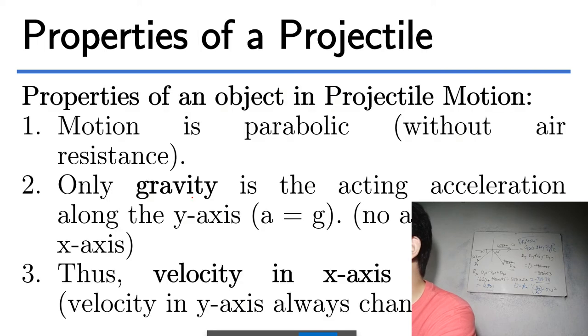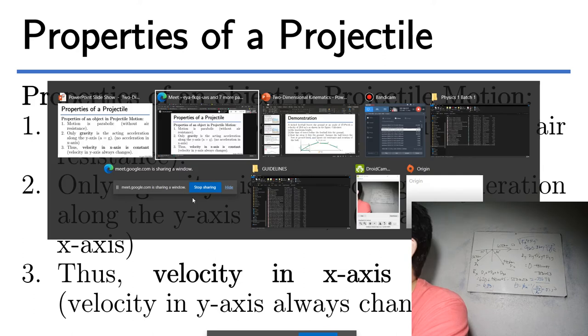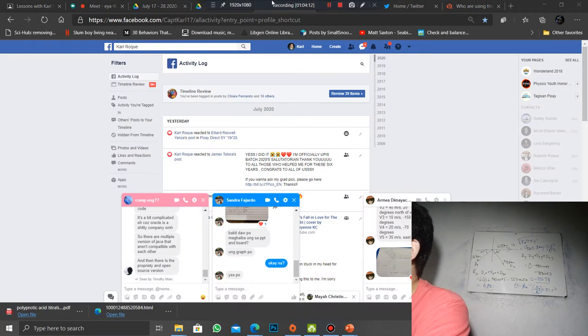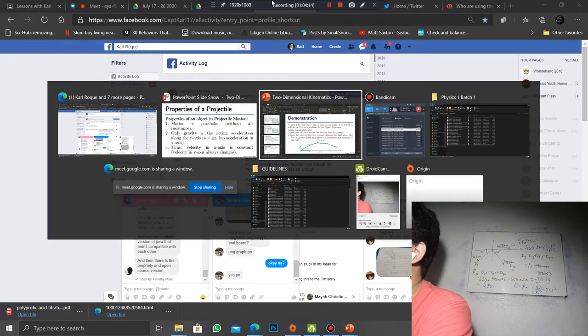Kasi, ito yung properties ng projectile. Motion is parabolic. Kumbaga, shape niya parang quadratic equation. Next, only gravity is the acting acceleration along the y-axis. Tandaan niyo, ha? Walang acceleration sa x-axis. Okay? Always remember that. Walang acceleration sa x-axis.